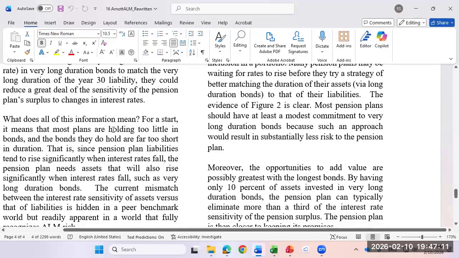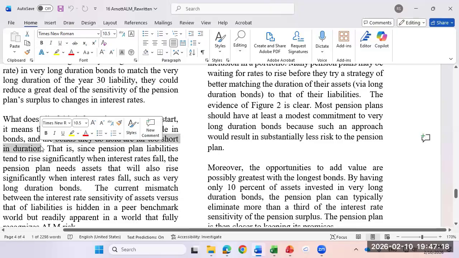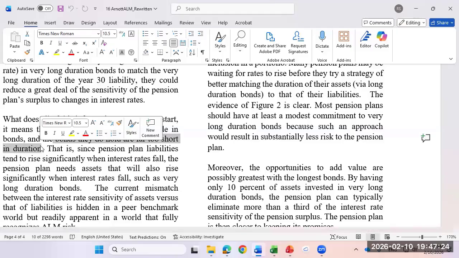It means that most plans are holding too little in bonds, and the bonds they do hold are too short in duration. And that's absolutely true. Remember, this bond has really long duration and really high convexity. You're not going to hedge that with a 5-year corporate bond, which is what most pension plans hold.